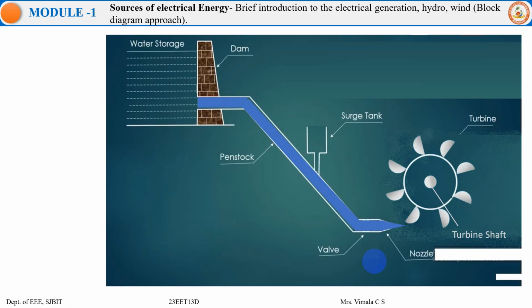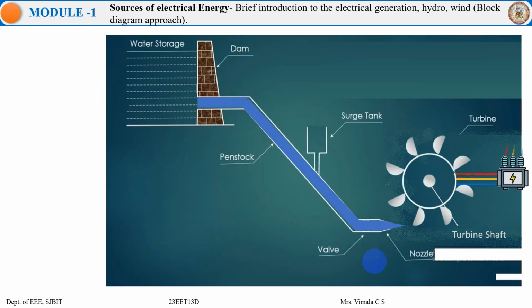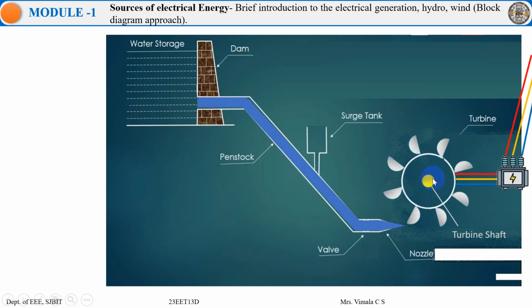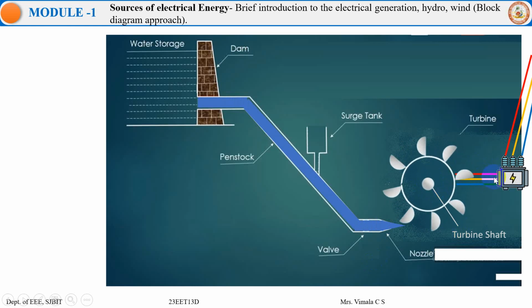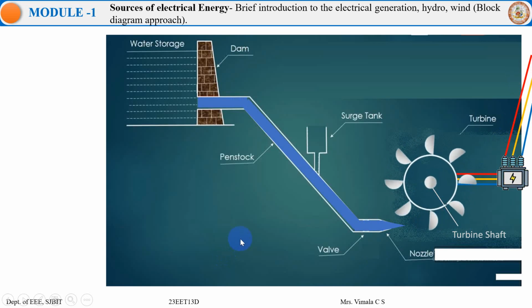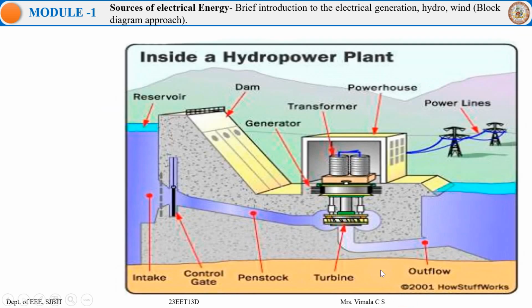So if you see, the water hitting the turbine blade starts rotating, and it is connected to the turbine shaft of the generator. This is the turbine shaft of the generator, which in turn produces electricity, which is then stepped up to a particular voltage and given to the grid. So we have a surge tank, to improve the flow of the water if we have less storage in the water storage tank. So this is how it looks.